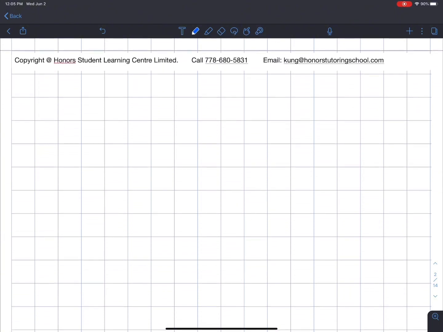Question 3. A rectangular solid has a volume of 2058 centimeter cubed. The length, width, and height of the solid have a ratio of 3 to 2 to 1. Okay. So the length is 3, the width is 2, and the height is just 1.